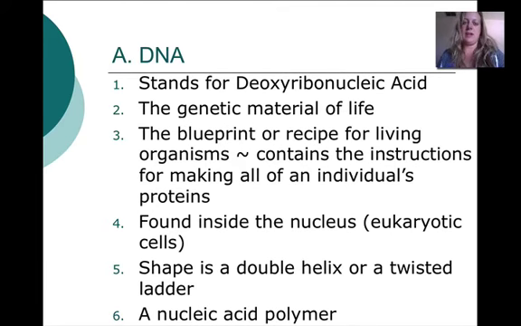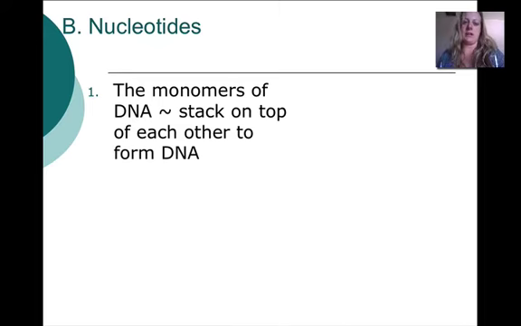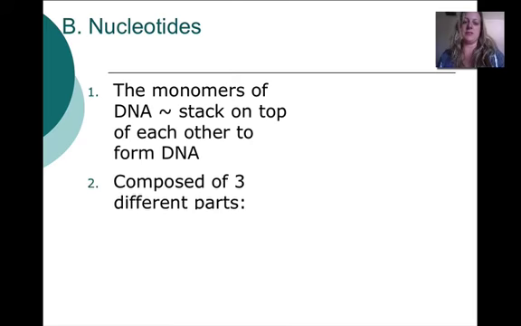And we also call it a nucleic acid polymer. So DNA is made of nucleic acids, and polymer means it's many of these molecules joined together. So it's a fairly large, long molecule, not just a simple one made of one or two monomers. All right, so the nucleotides are the monomers of DNA. They're going to stack up on top of each other.